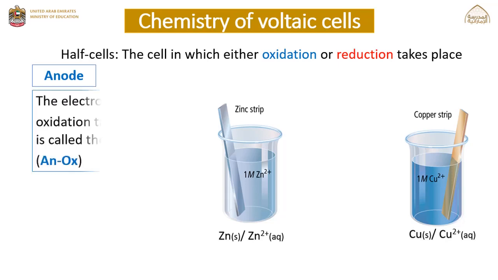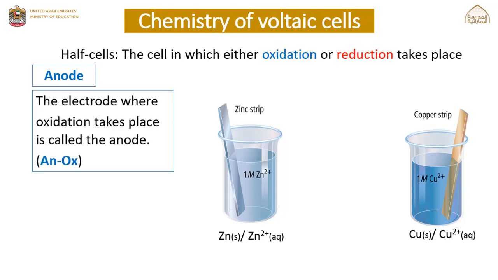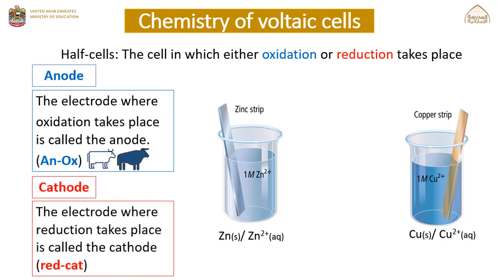One can act as anode. The electrode where oxidation takes place is called anode. You can remember it as an ox. As well, the electrode where reduction takes place is called cathode. You can remember it as a red cat.